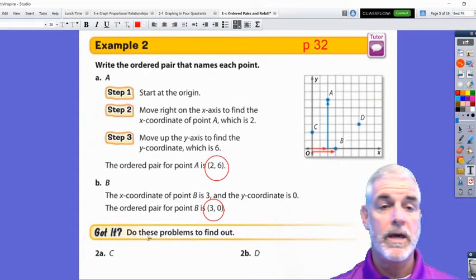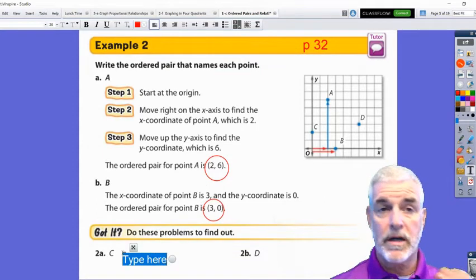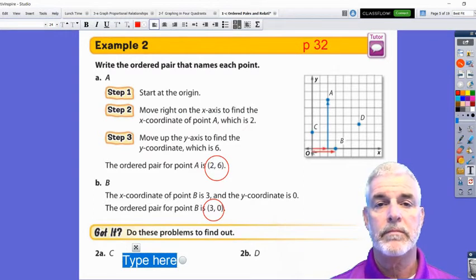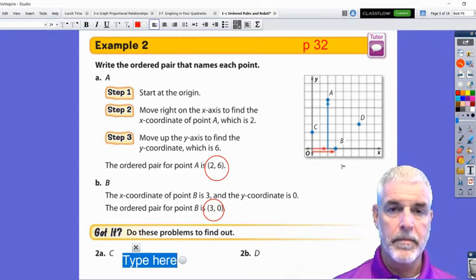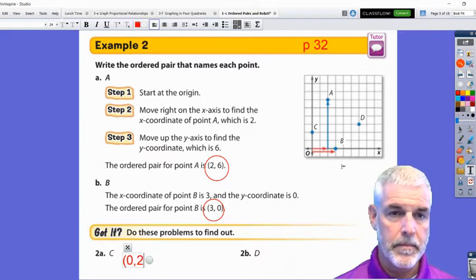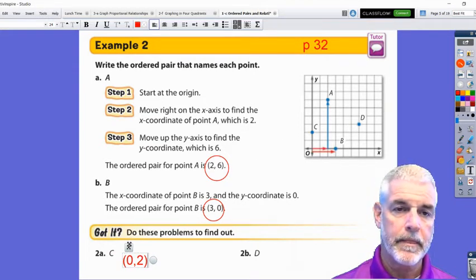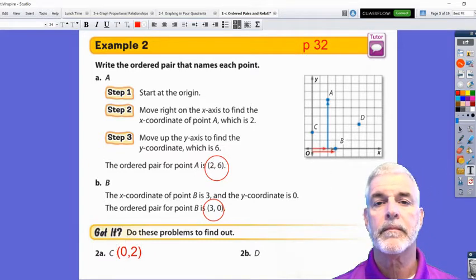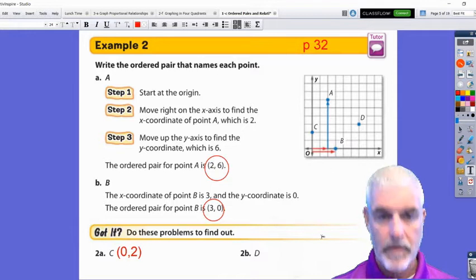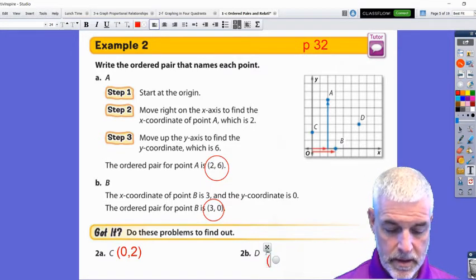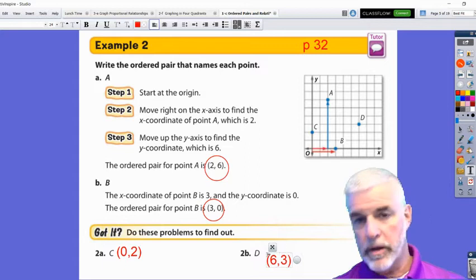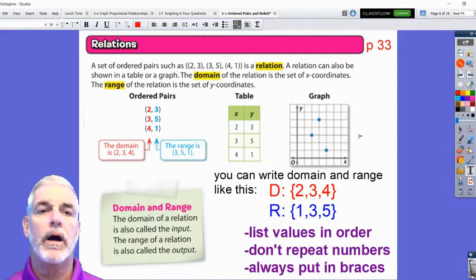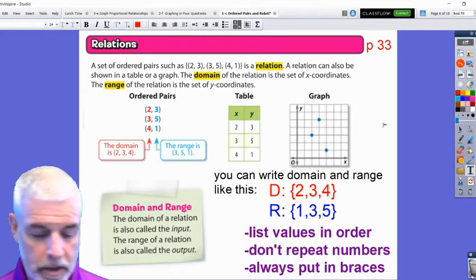What are the coordinates of these points? Point C, 0, 2, and point D, 6, 3. We'll do more of these with positive and negative numbers, much more interesting. So these are quickies. All right, now moving on to something new, probably new, okay?